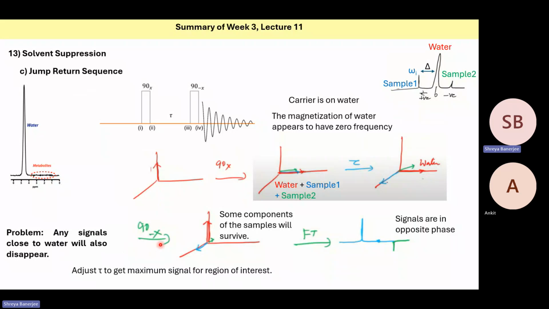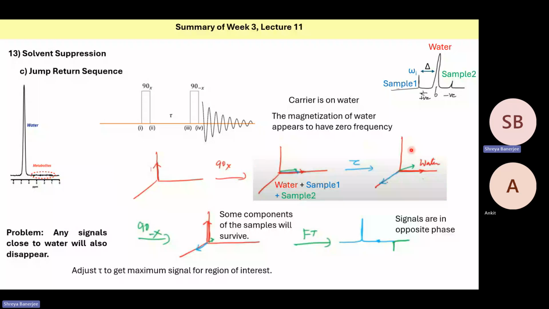So because water has not moved, water will simply jump back from the y-axis back to the z-axis. As you can see, this red arrow showing the magnetization of water has just completely jumped back to the z-axis. This is because, as I said, the observer is standing on water. So according to the observer, the water signal is stationary. And if it is stationary, once it comes to the y, it will remain in the y-axis. And if you apply a 90 minus x pulse, it will simply go back from the y to the z-axis.